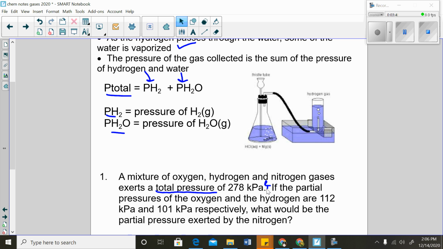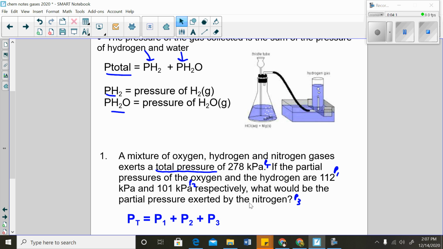So you've got a total pressure, you've got your first partial pressure, this is P1, the 112 kPa is oxygen. The 101 kPa is our hydrogen, so that's P2. We're looking for P3. So you have 3 total gases, you know 2 out of the 3 partial pressures, and you've got the total. So how do you get the third partial pressure?